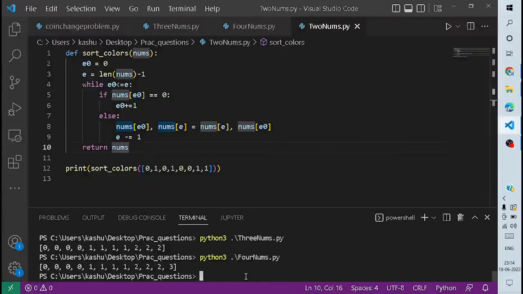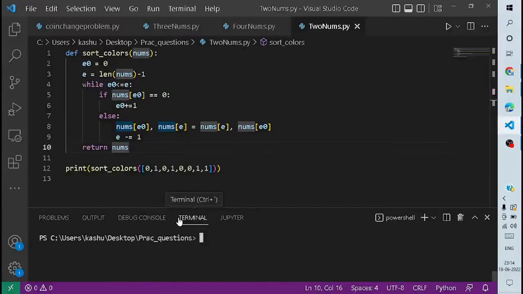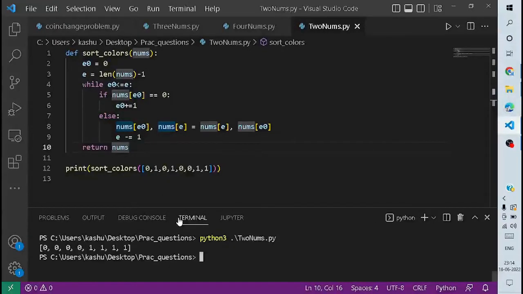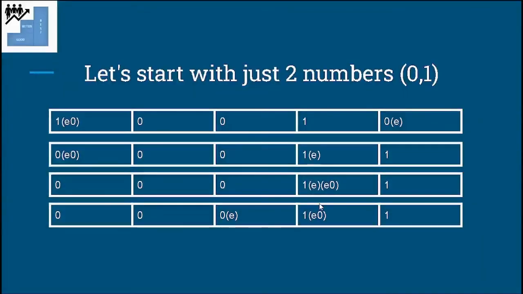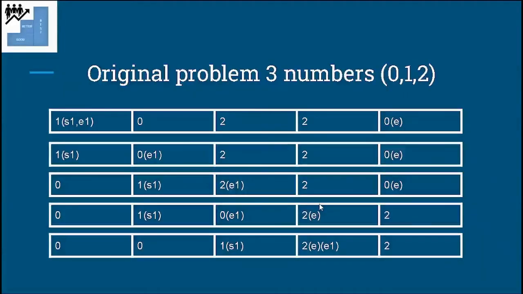So if we just quickly run this particular program, we'll see this being sorted, right, in O of n time complexity. All right, so let's move ahead and see the case with three numbers.